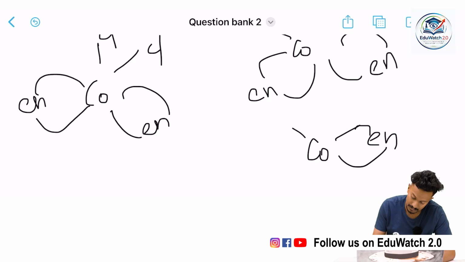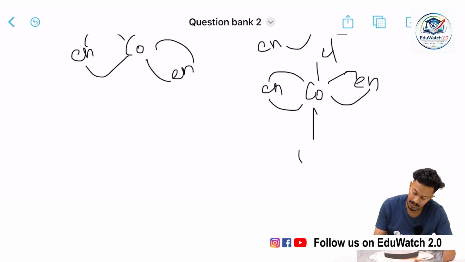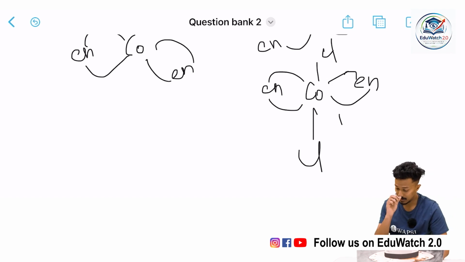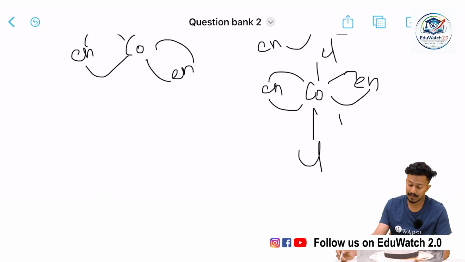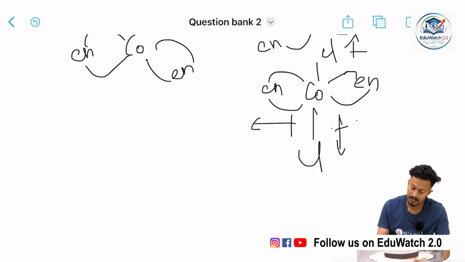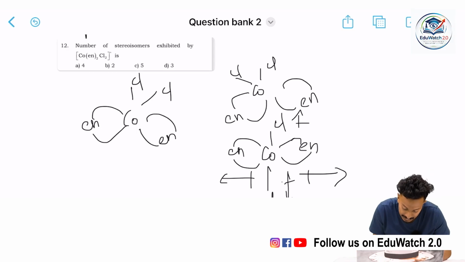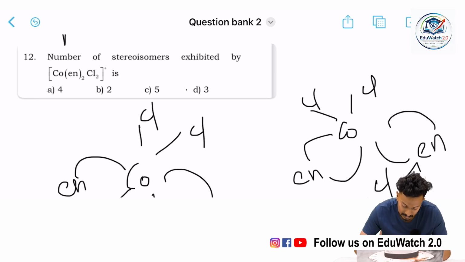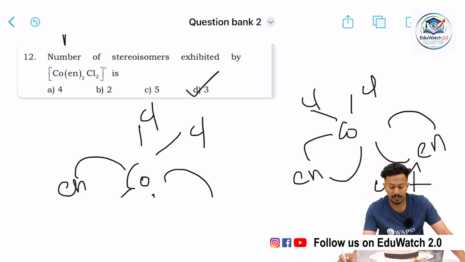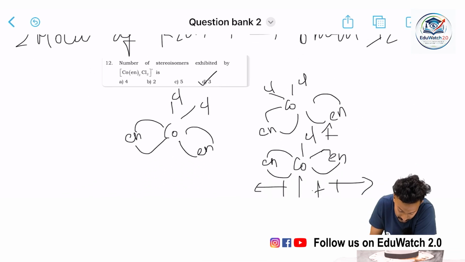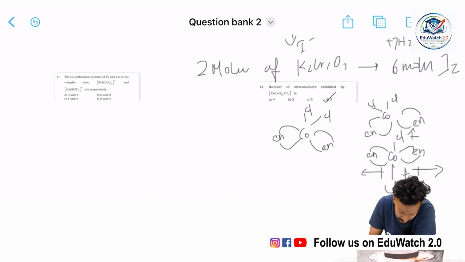And the only trans structure, if this would be Co, en, en, Cl, Cl, right? The same ligands in opposite directions, like this, right? So there are totally 3 stereoisomers for this compound. So the correct option would be option number D, right? 3 stereoisomers. We will move on to our next question.